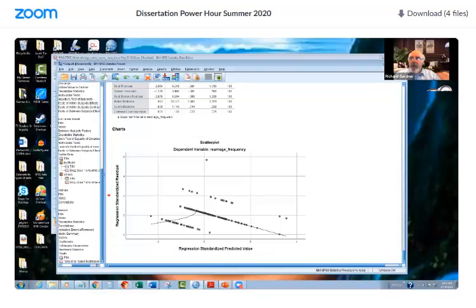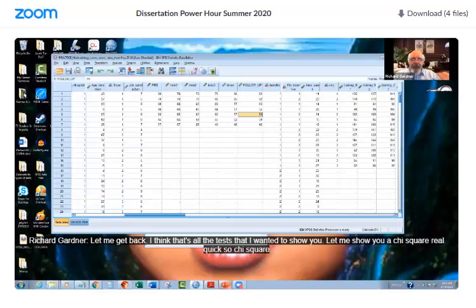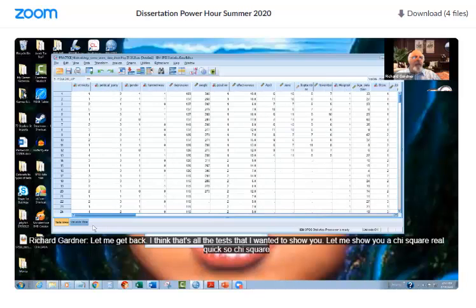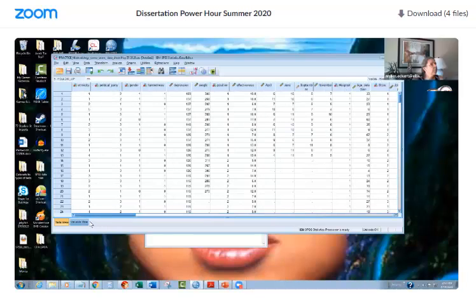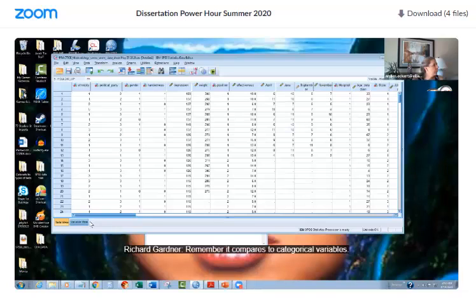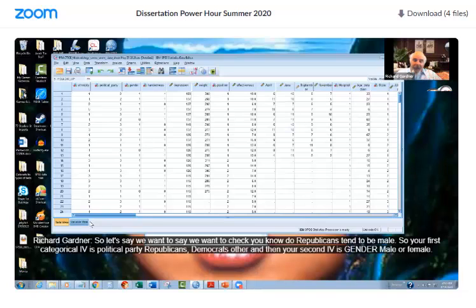So let me get back. I think that's all the tests that I wanted to show you. Oh yeah, let me show you a chi-squared real quick. So chi-squared, remember, it compares two categorical variables. So let's say we want to check, do Republicans tend to be male? So your first categorical IV is political party. You got your Republicans, Democrats, other. And then your second IV is gender, male or female.